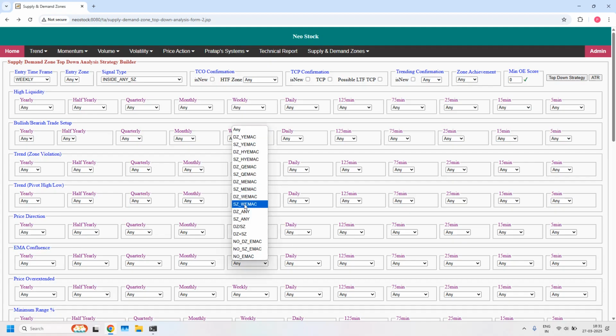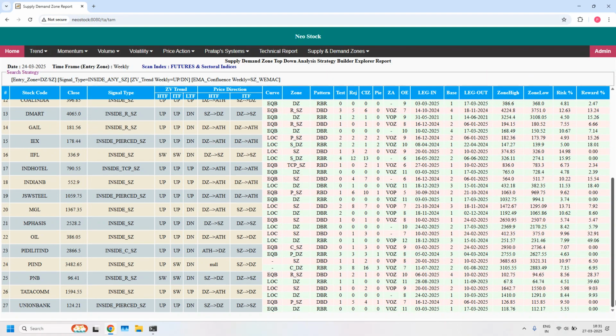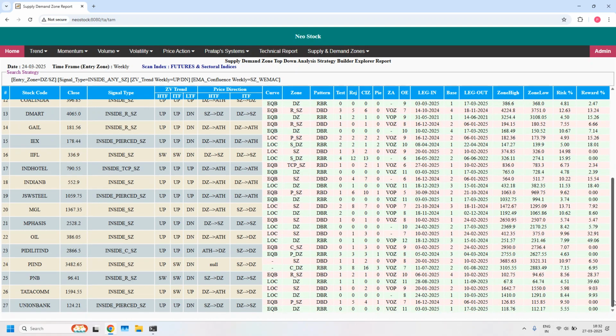Weekly supply zone having weekly EMA confluence. At the same time, the trend on the weekly should not be sideways. It can be up or down. With these filters, now the list has come down to 27 stocks instead of 54. Okay, first 16 stocks in the list. Scrolling the list down. So total 27 stocks are filtered. So this is about the weekly time frame.